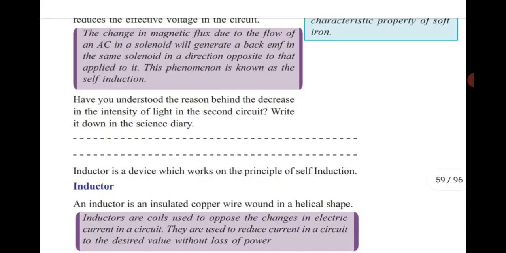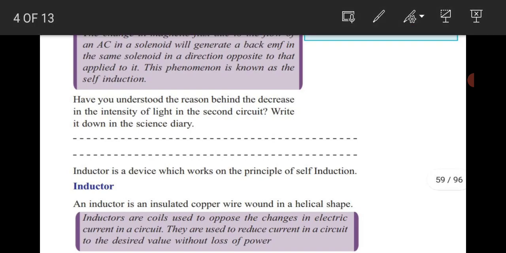The change in magnetic flux due to the flow of an AC in a solenoid will generate a back EMF in the same solenoid, in a direction opposite to that applied to it. This phenomenon is known as self-induction.